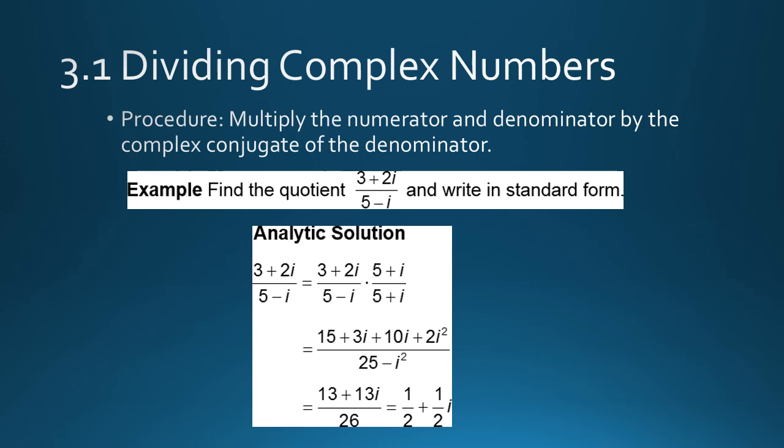And then we split it up, because remember, standard form is a plus bi, two separate numbers. So how you split it up is you just give each part of the numerator the denominator. 13 over 26 plus 13i over 26, and 13 over 26 reduces to 1/2. So we have 1/2 plus 1/2 i.